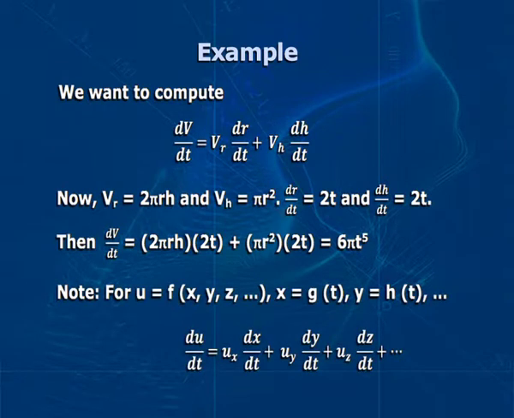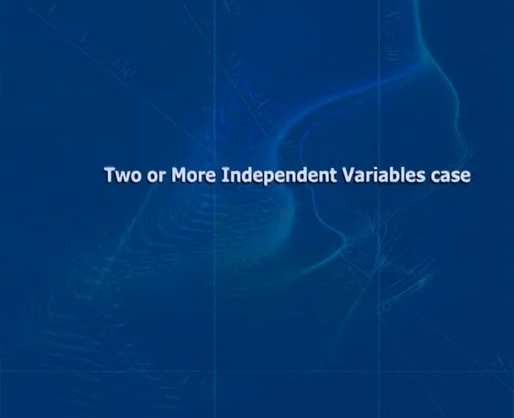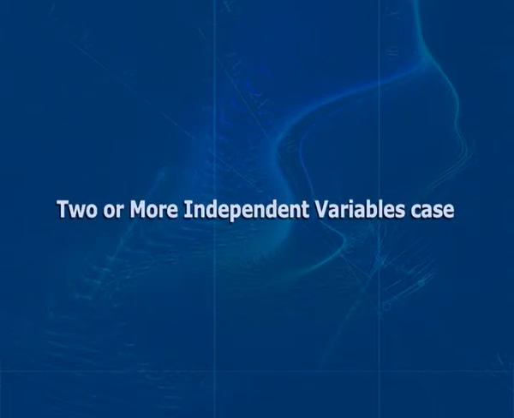Note, for u equal to f of x, y, z and so on, x equal to g of t, y equal to h of t and so on, du by dt is equal to ux dx by dt plus uy dy by dt plus uz dz by dt and so on. Two or more independent variables case.